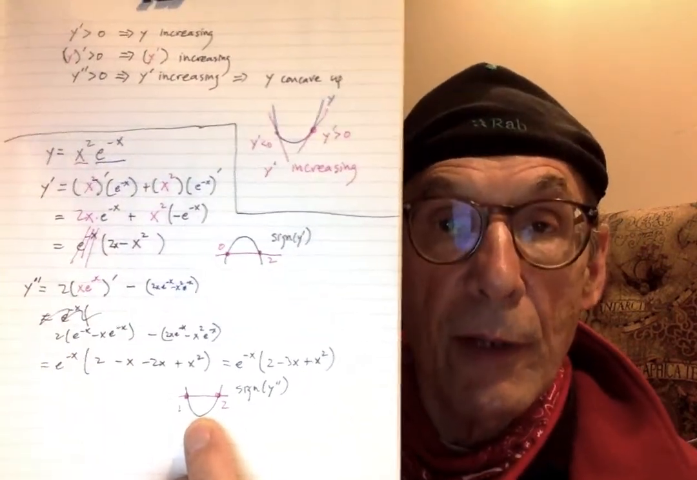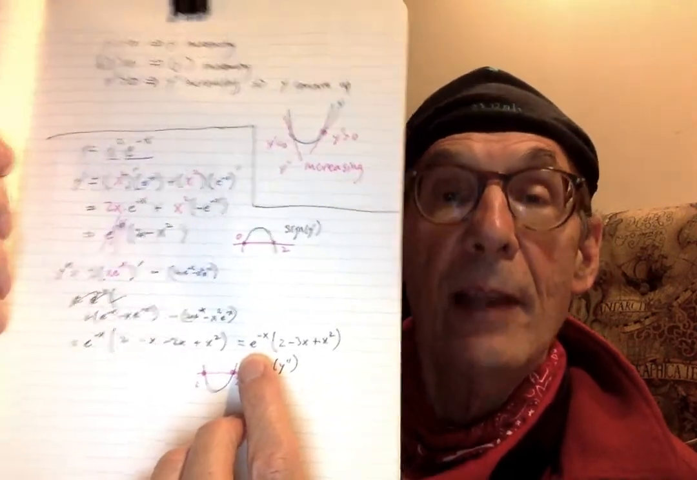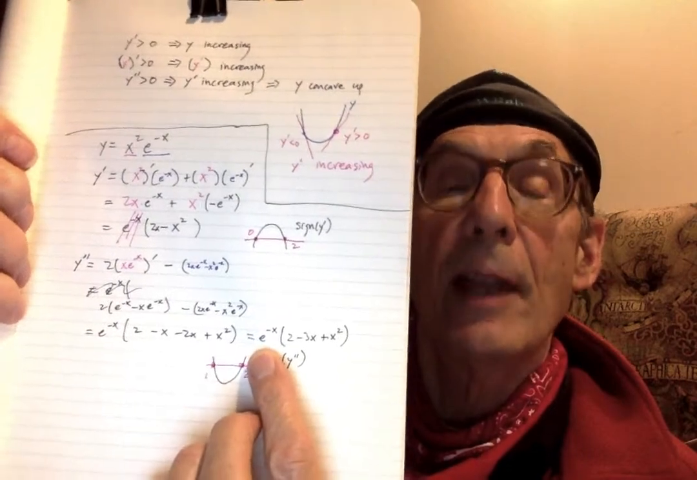That means the function's concave down. And then the sign of the second derivative is positive. That means that the function is concave up again. And so just by the signs, we haven't put in any points. We haven't had to factor any more than was necessary.